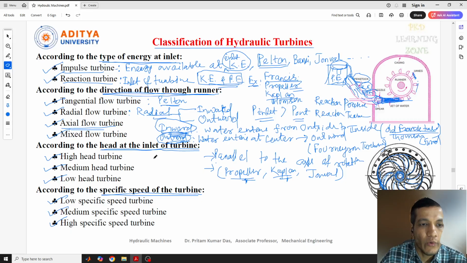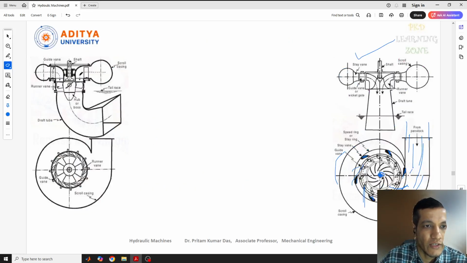As I told you, the axial flow turbine. If you see, this is actually the Kaplan turbine, or you can say the axial flow turbine. What I told you is that the flow of water through the runner moves parallel to the axis of rotation. So the flow direction of water will also be parallel to the axis of rotation of the runner.